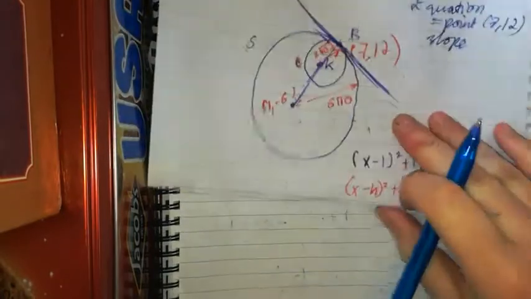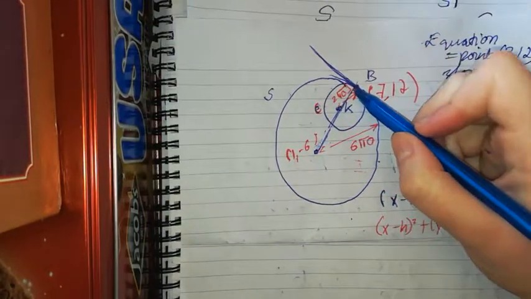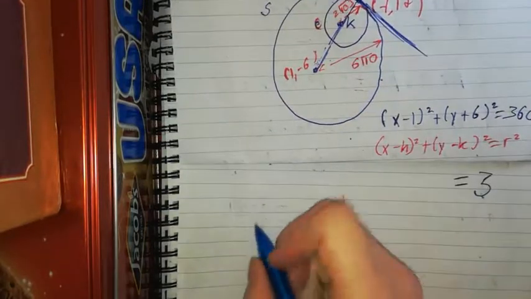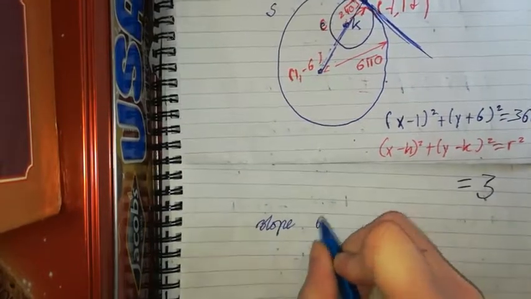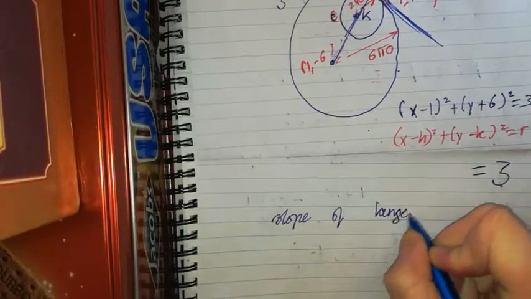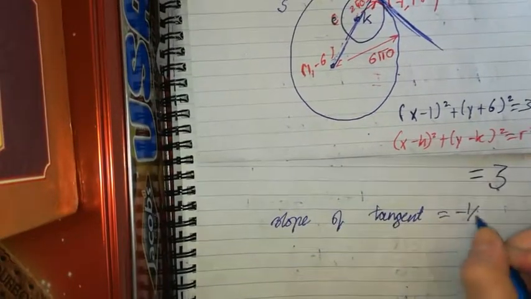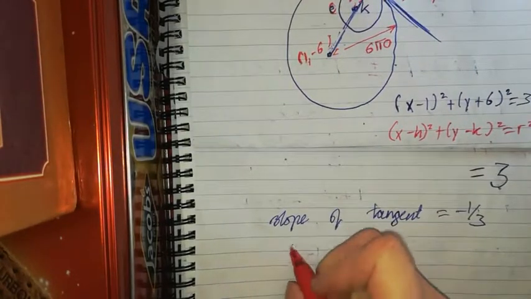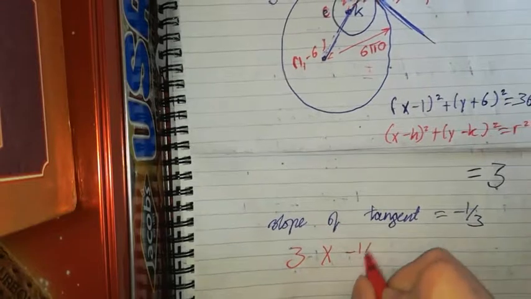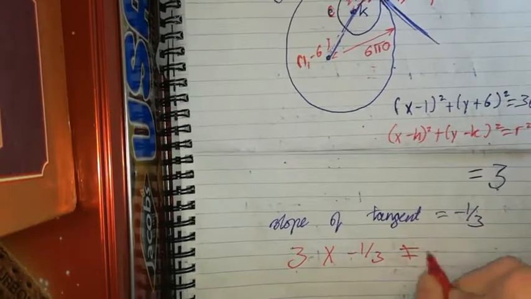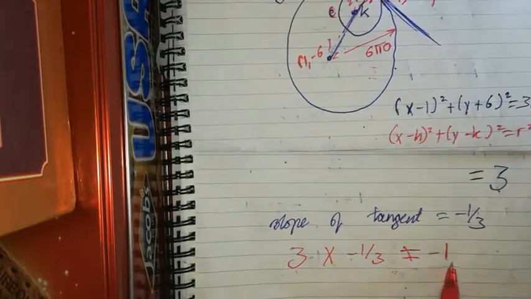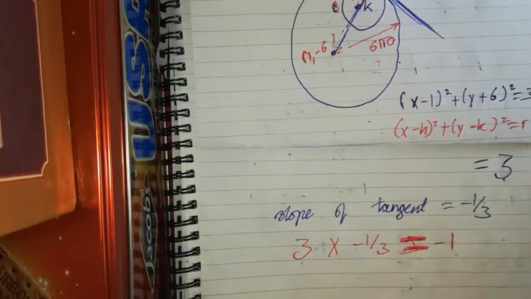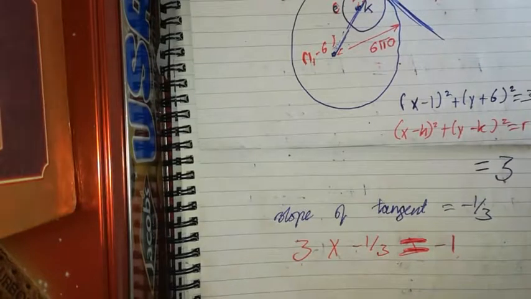So if the slope from here to here is 3, and perpendicular slopes multiply to give -1, well then the slope of our tangent will be -1 over 3, because if we multiply 3 by -1 over 3, we'll get -1. Perpendicular slopes multiply to equal -1. So -1 over 3 would have to be our slope.